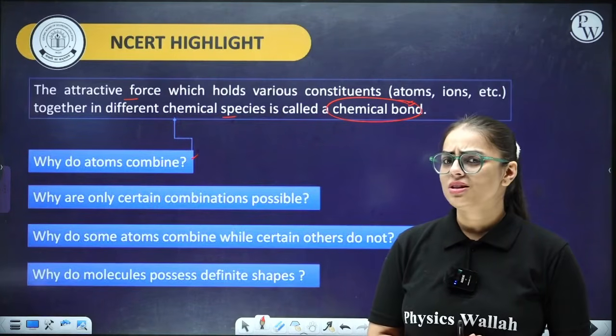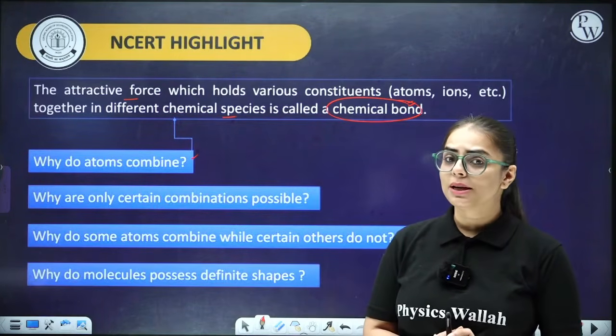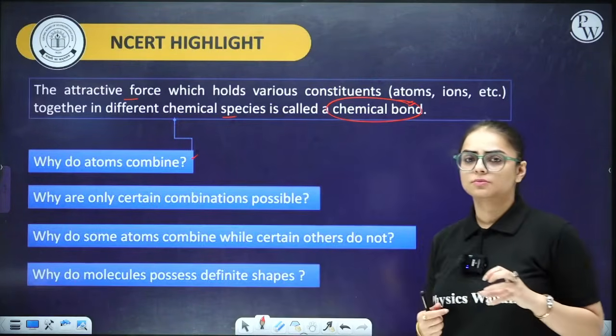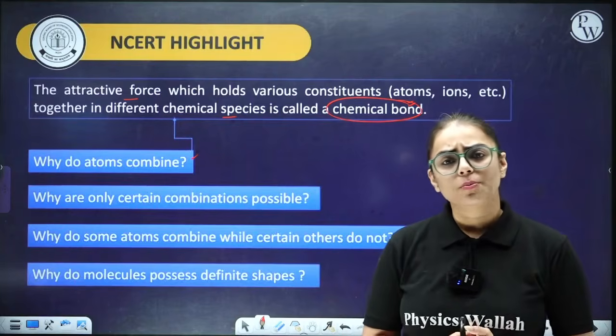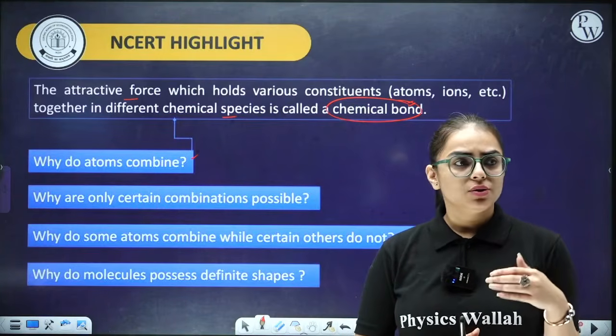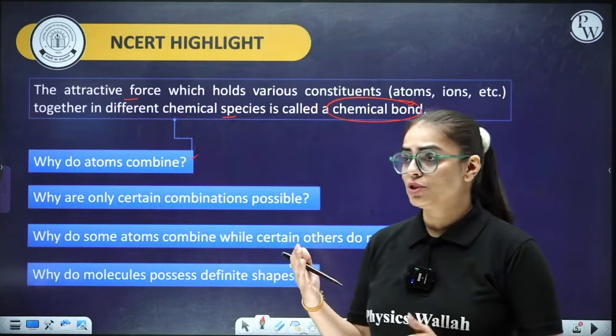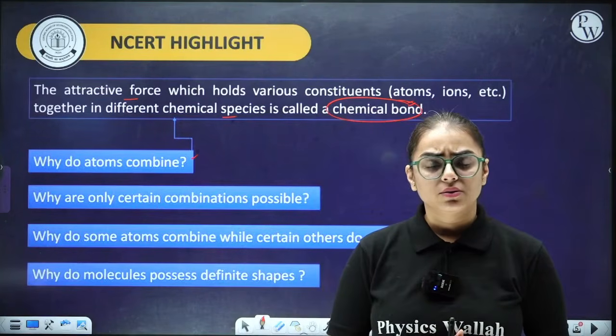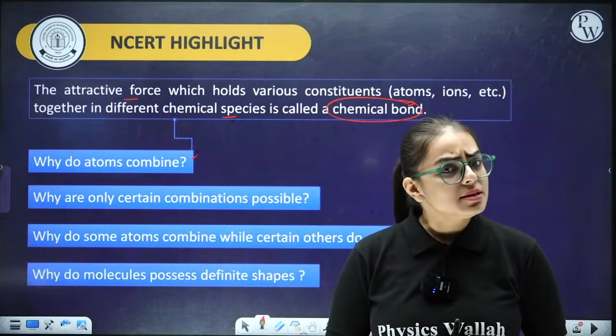Now, what is the next question that comes to your mind? The next question is, why are only certain combinations possible? There are some elements which don't form bonds. They don't react. Why is it so? What is the reason behind it?